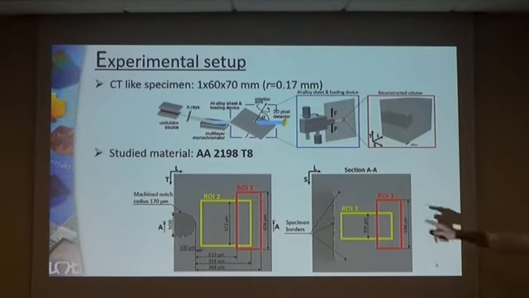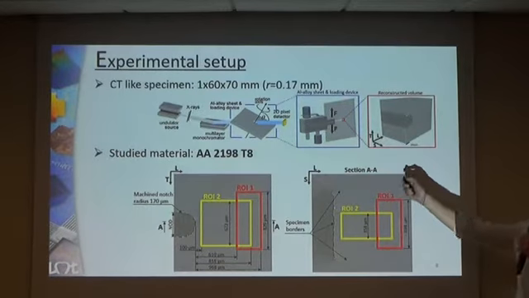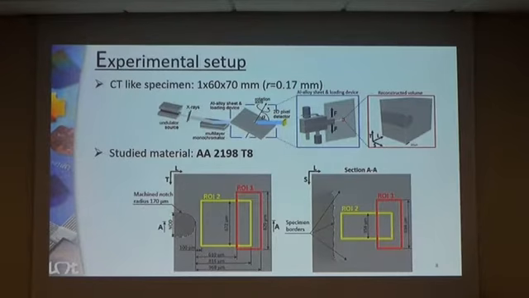So here you can see the sample. It is a CT-like specimen, and it has a thickness of 1 millimeter, while the radius of the machined notch is 0.17 millimeters. The material is the aluminum-copper-lithium alloy, and the heat treatment is T8, which endows high yield point and low work hardening. So here you can also see the loading device. We are applying load by moving these two screws, and we are talking about a stepwise loading procedure.